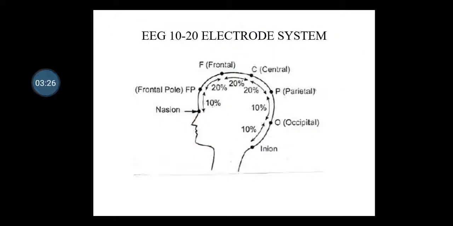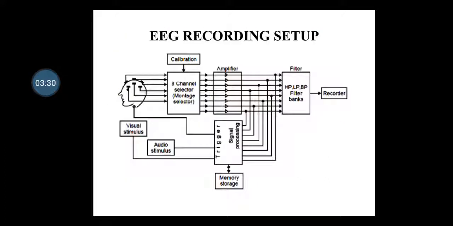This is the experimental procedure to measure the 10-20 electrode system. And this is the overall EEG electrode recording setup. Here on the skull we place the 10-20 electrode system, from which the channels will be selected. Which electrode is going to transmit the signal is selected by the channel selector, and then the signal is amplified through this amplifier circuit, then the harmonics present in the signal are filtered, and then it is recorded using this recorder arrangement.